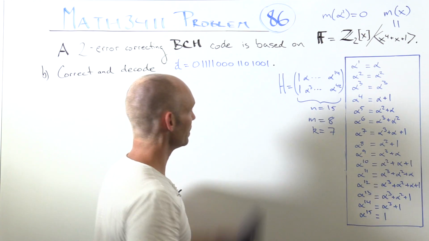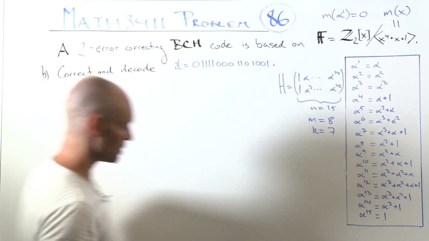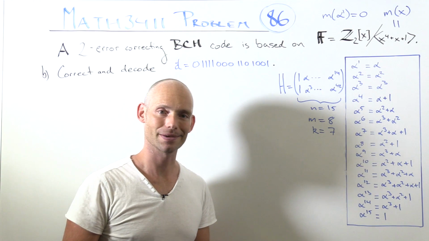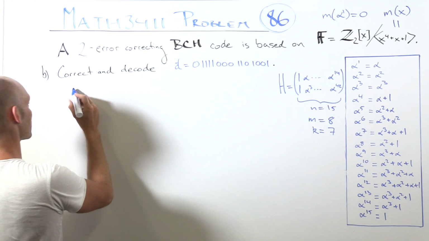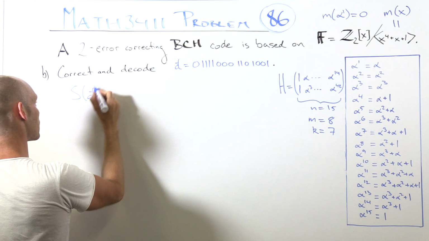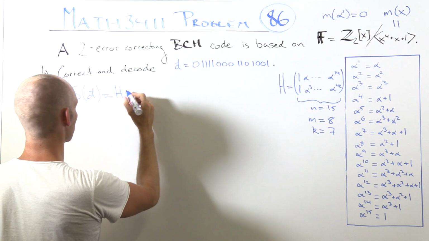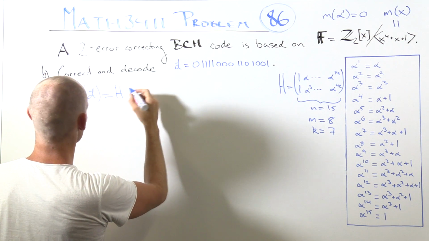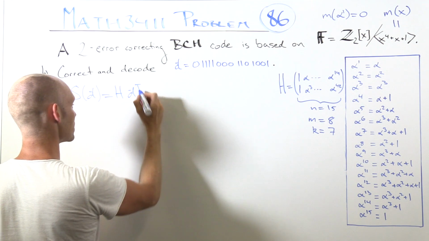Okay, now how would you correct and decode this? Well, it's the same sort of thing as in the linear case, where we're looking at linear codes. We have to look at the syndrome. So the syndrome of d is just H, the parity check matrix, times d transpose.